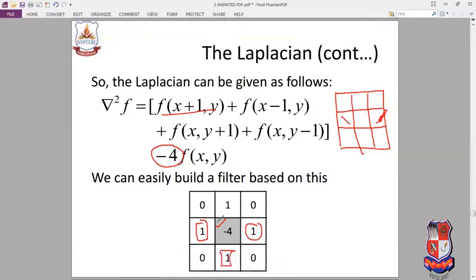What is the filter coefficient? It is plus 1. What is the f of x comma y minus 1? This is f of x comma y minus 1. What is the filter coefficient? It is 1. So what is the filter? 0, 1, 0, 1 minus 4, 1, and 0, 1, 0.